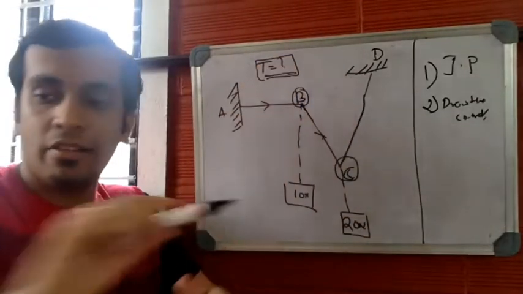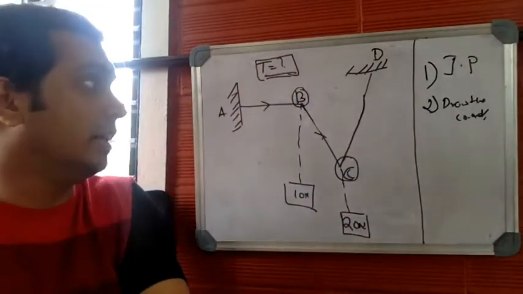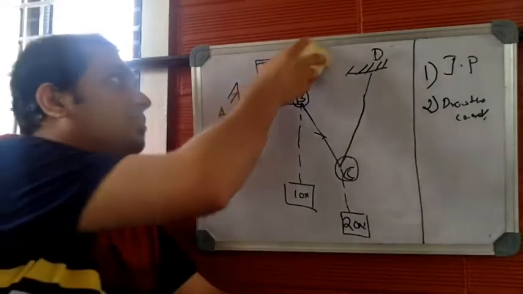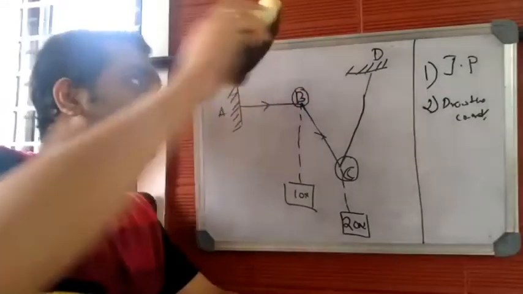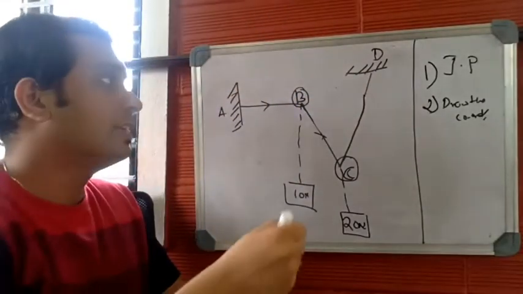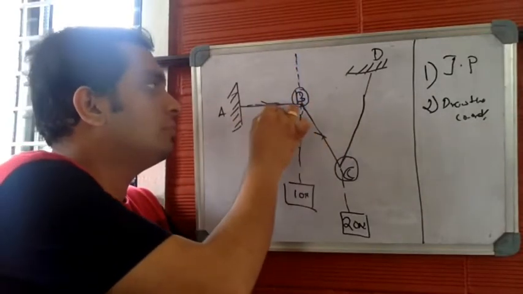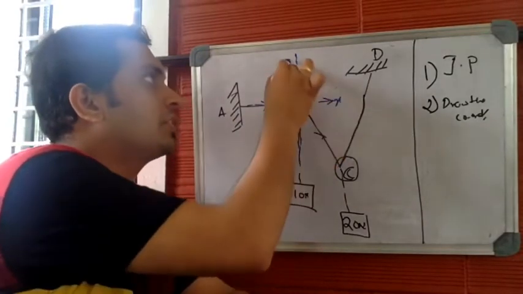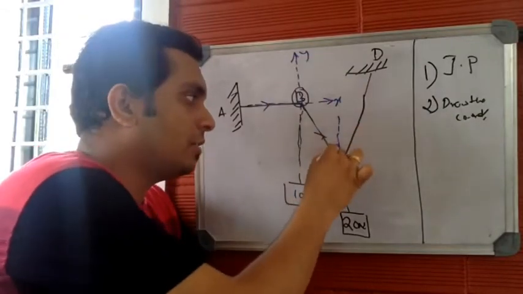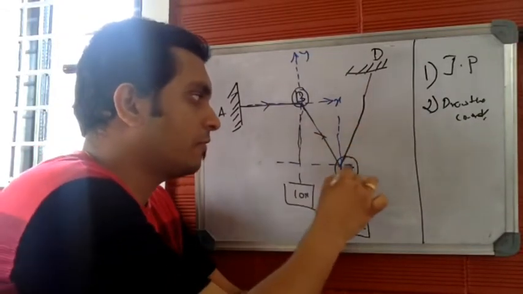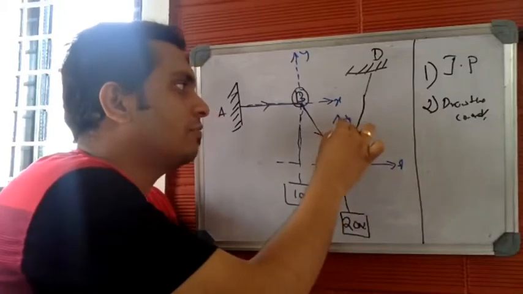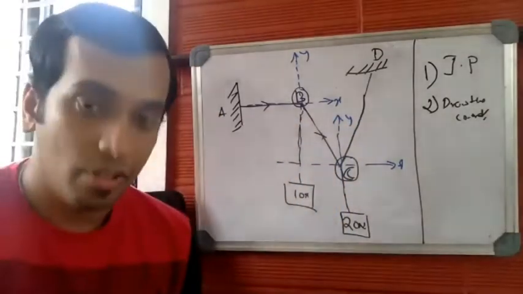For example, I have B and C as junction points. I have to draw the coordinates with respect to B and C. So this will be the x-axis, and this will be the y-axis. And the coordinates with respect to junction C. Drawing the coordinates.